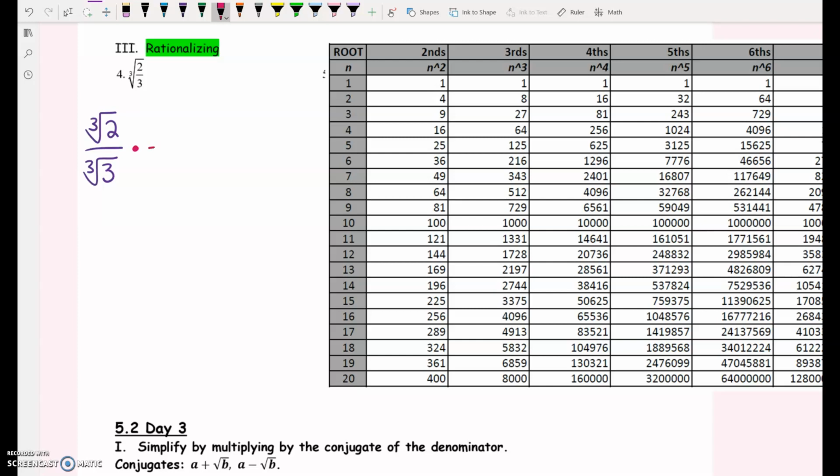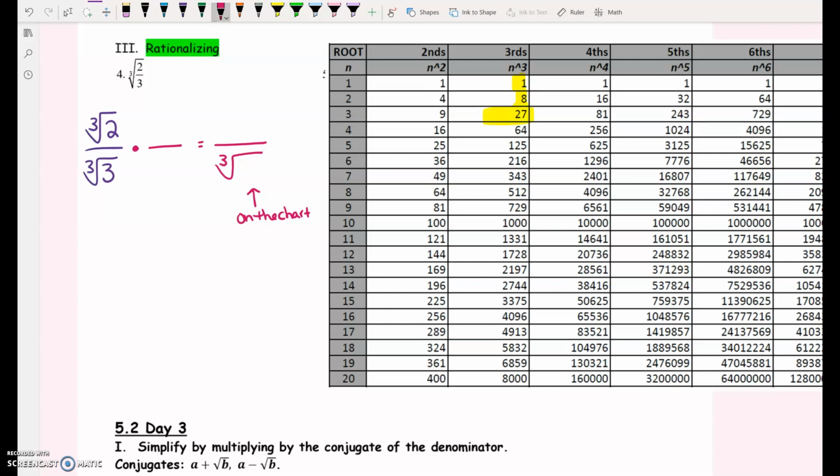We're going to multiply by a funky version of 1 to end up with the cube root of something that is on the perfects chart. This number needs to be on the chart, because then we can do the third root of that number and end up with a whole number on the bottom. So I'm going to look in the thirds column and think about the number 3. Can I do 3 times something to get 8? Not really. Can I do 3 times something to get 27?